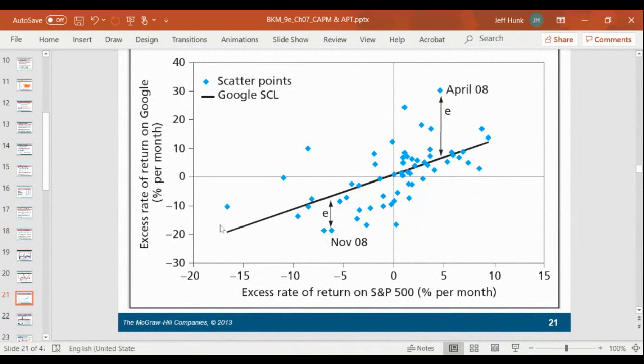Let's take a look at this regression line or SCL. This is market excess return, and this is Google's excess return. Look at the error distribution. Of course, you can tell. Just looking at this, it looks like errors are more densely populated below the regression line, and less densely populated above the regression line.